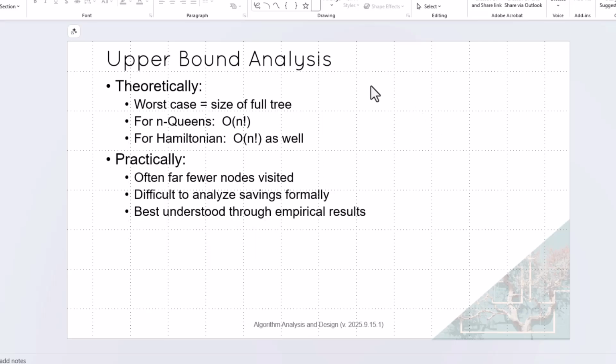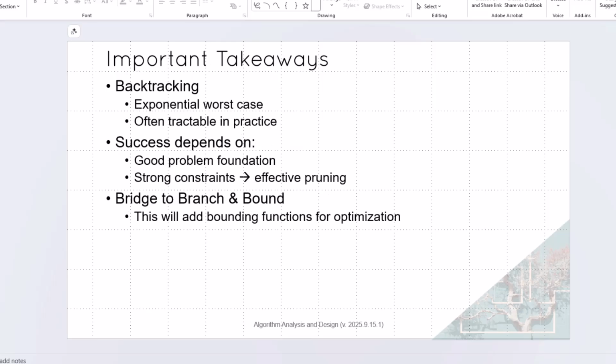Upper bound analysis. Theoretically, the worst case is the size of the full tree. For the n queens problem, it's a factorial problem, which is not so good. For Hamiltonian, also not so good, factorial. But in practical terms, often far fewer nodes are visited if we have the backtracking technique applied. It's difficult to analyze the savings formally, but it's best understood through empirical results, which we saw earlier with the 4.4 times 10 to the 13 versus 15,000.